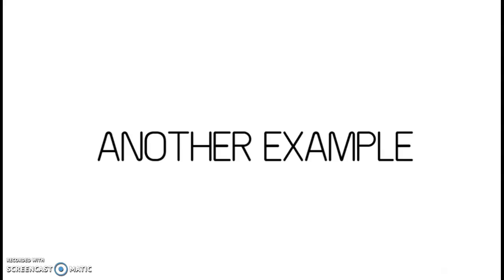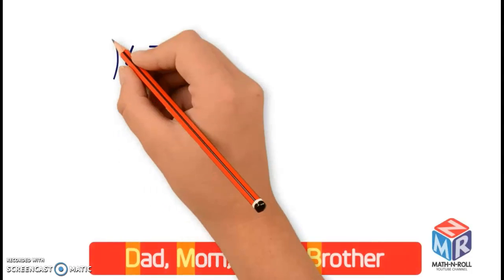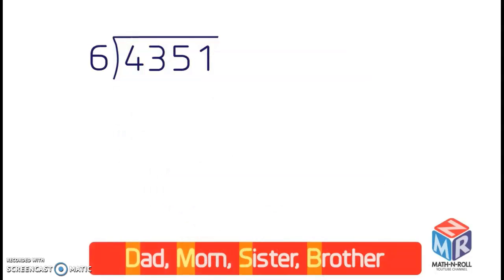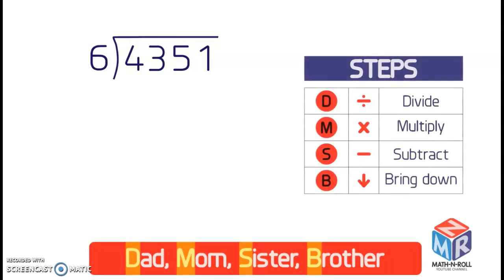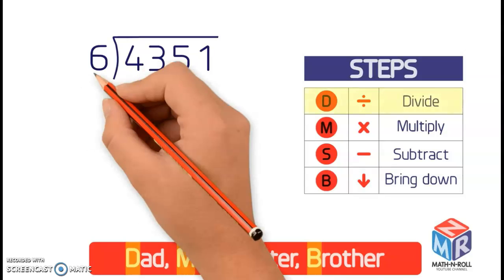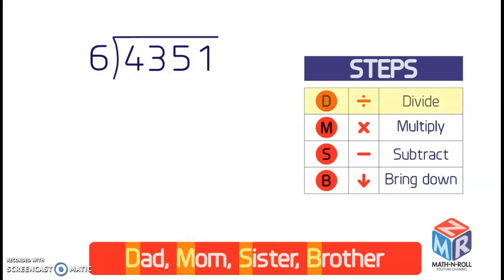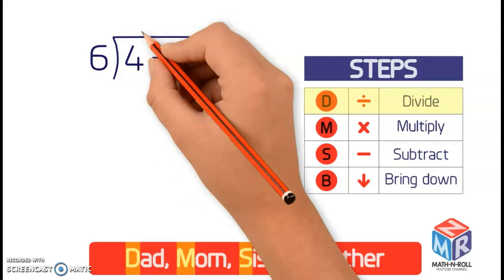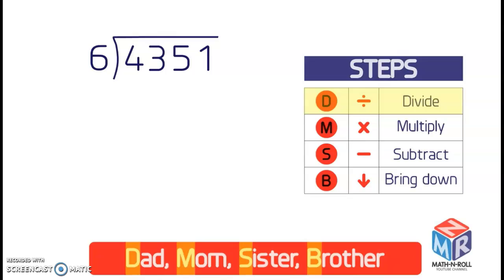Let's try another example. Divide 4,351 by 6. To begin, ask how many times 6 goes into 4. None. That's because the first digit, taken by itself, is less than the divisor. 4 is less than 6. Write 0 or just leave a space above the 4.